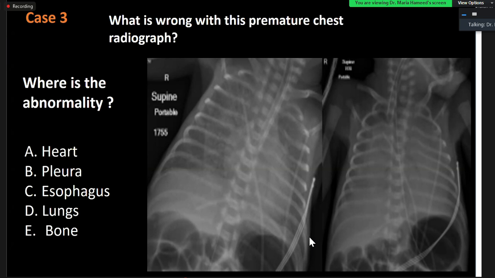Yes, absolutely. I will give you half of the credit because the lungs do have changes. But what is the major cause? So do you want to try another one? I'm giving you time.